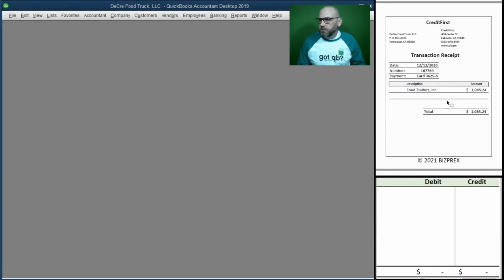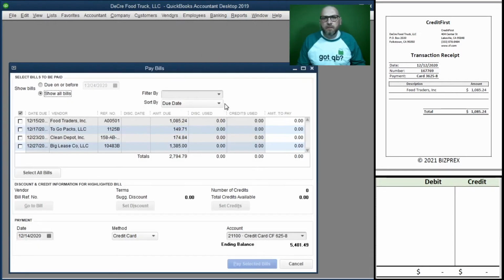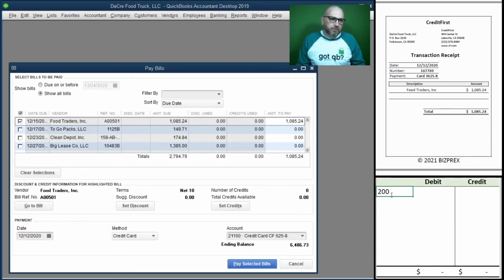Okay, let's go ahead and pay an invoice from Food Traders with our credit card, right? We've done it before. Okay, so here we are, Food Traders, make sure the date is correct. Credit card, okay, alright, so again, what's going on here? Well, we're reducing one liability and we're increasing another liability, right? So let's make sure we understand what's going on.